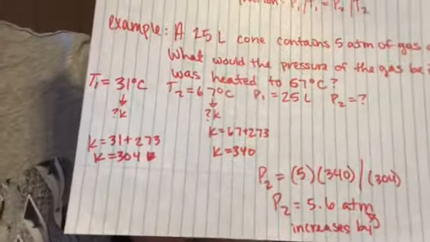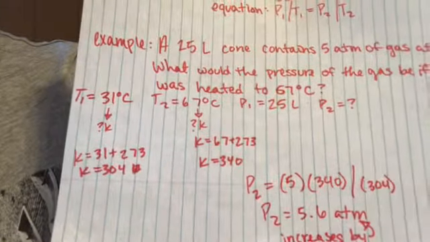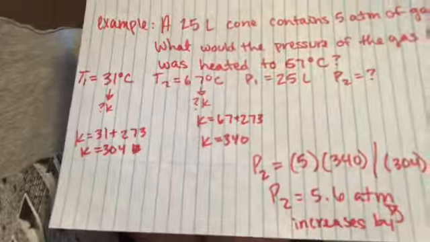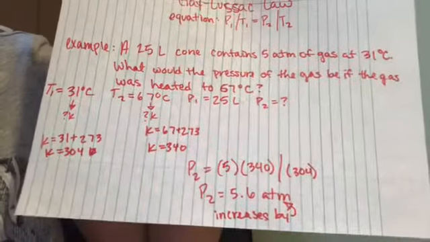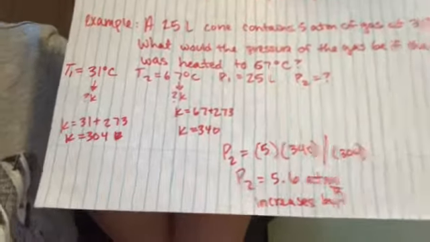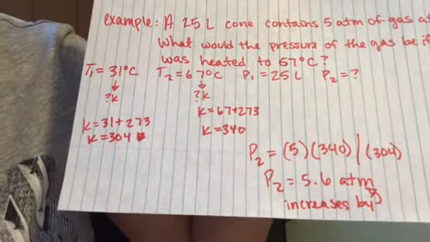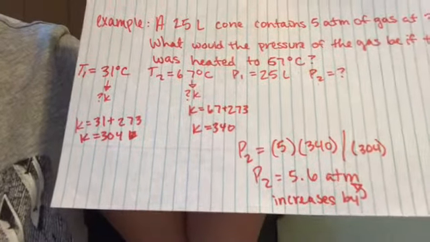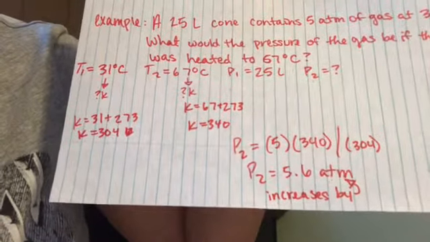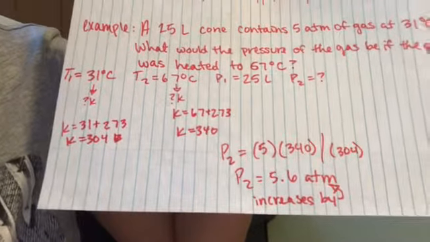So first, we need to remember that we always have to put the degrees Celsius or degrees Fahrenheit into Kelvin. And whenever we go from degrees Celsius to Kelvin, we just have to add 273. And so we get that 31 degrees Celsius is equal to 304 Kelvin. And 67 degrees Celsius is the same as 34 Kelvin.